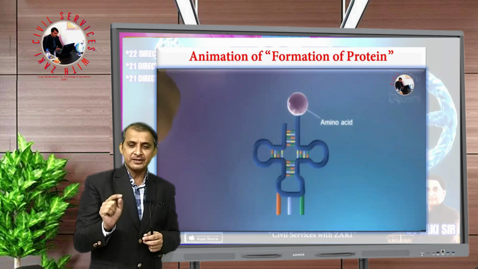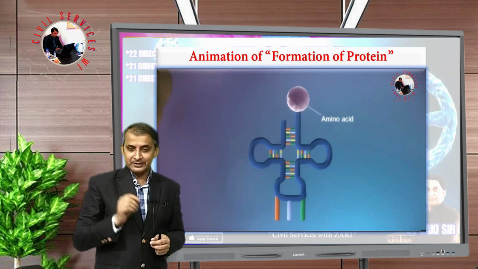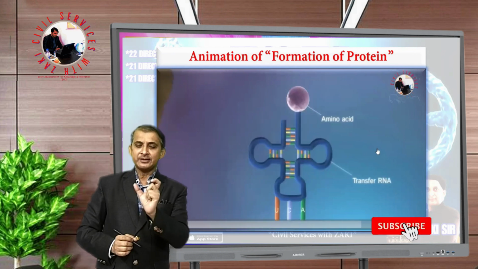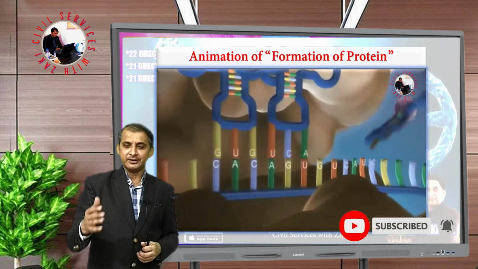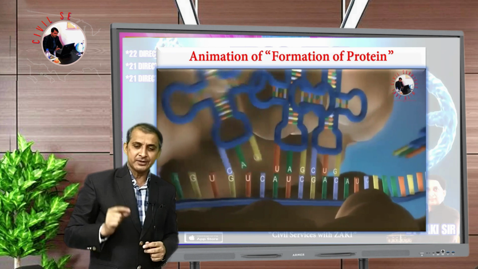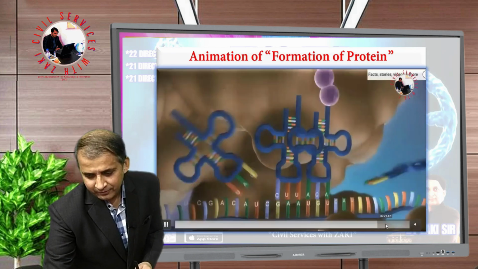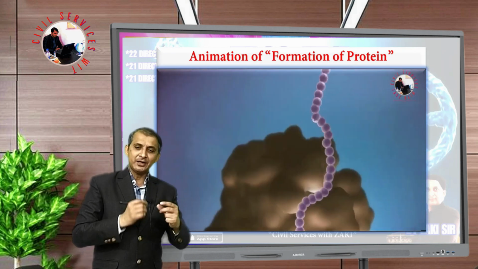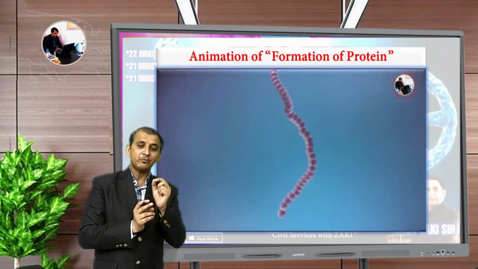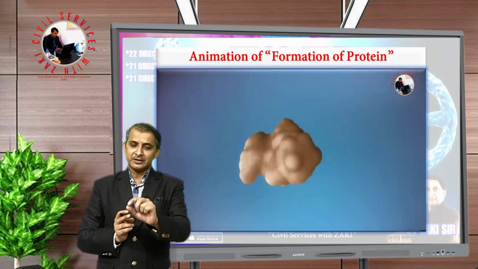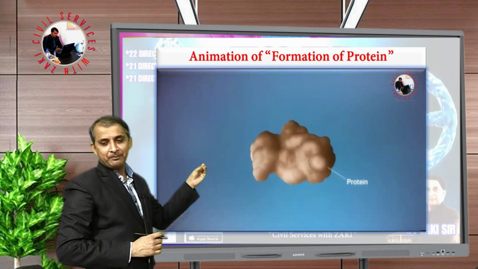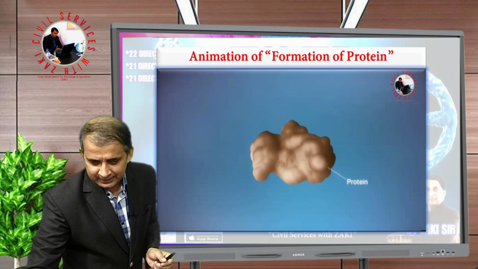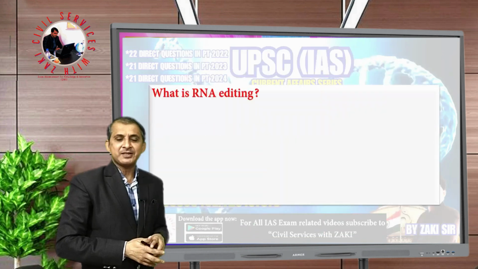There, amino acids are produced, formed with the help of transfer RNA, which has 3 base pairs in this area. When all 20 amino acids are completed, it folds into a 3D structure and makes protein. These proteins play a very vital role in the life process of human beings and all organisms. So let's start with what is RNA editing.